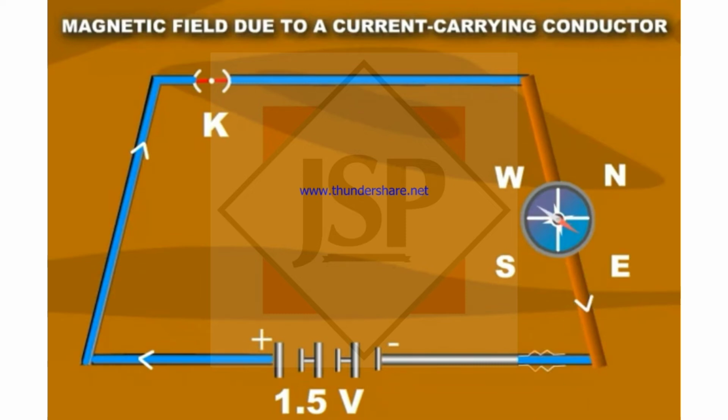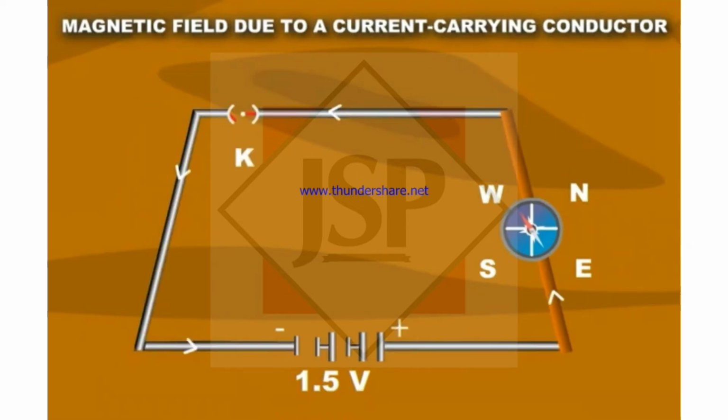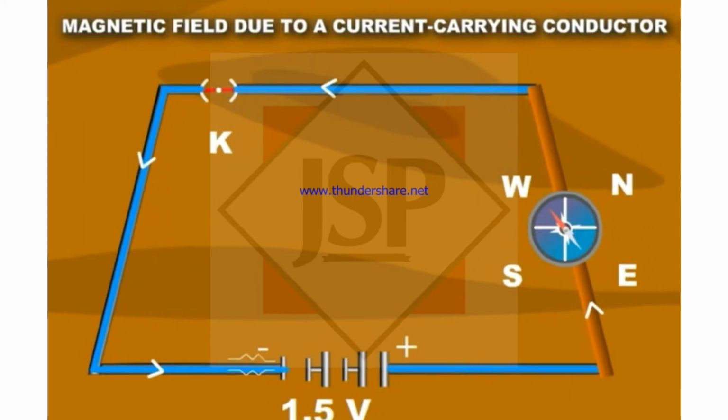the east. Now, reverse the cell connections in the circuit. This would result in a change of the direction of current through the copper wire, that is, from south to north. Observe the change in the direction of the deflection of the needle. Now you will see that the needle moves in the opposite direction, that is, towards the west. This experiment clearly shows that with the change in the direction of the electric current, the direction of the magnetic field produced by the electric current is also reversed.